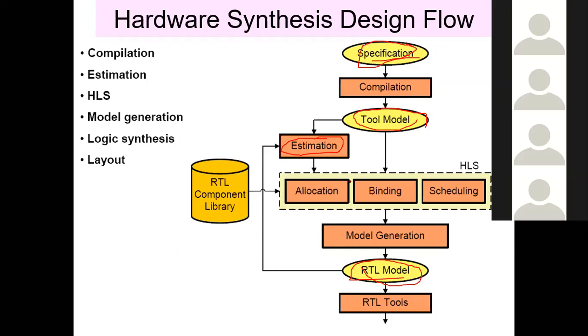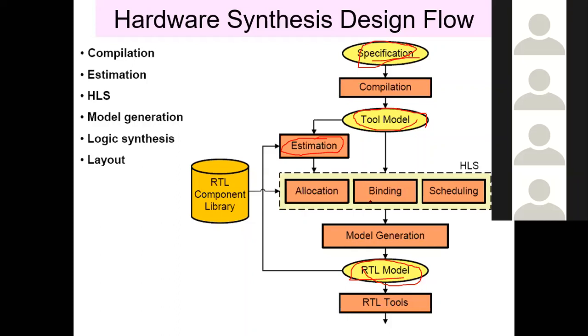So for that, what are the different RTL components that we need? Those components will be selected from the RTL library. That is what we call allocation, and their interconnection. In order to achieve this particular functionality, what are the different RTL components required? They will be selected from the component library and interconnected according to the tool model, that is, according to the functionality required. That is what we call allocation.